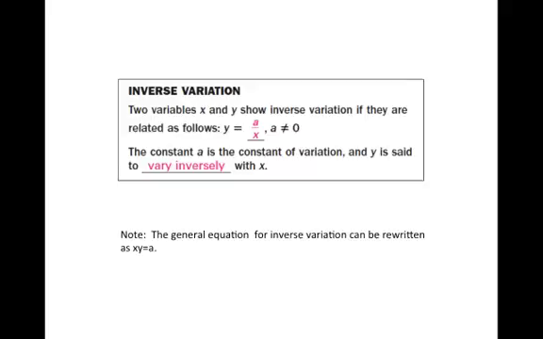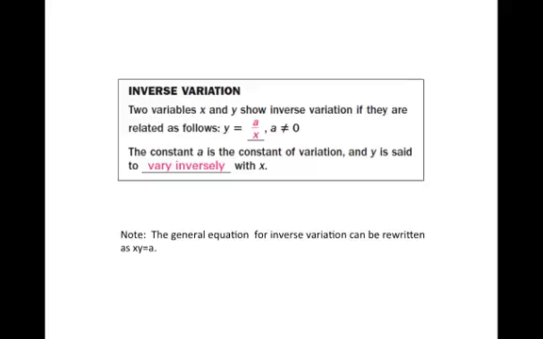Now we're going to study two different kinds of variation, inverse and joint. First, we're going to talk about inverse variation. Two variables, x and y, show inverse variation if they are related as follows: y equals a divided by x, and a is not equal to 0. The constant a is the constant of variation, and y is said to vary inversely with x. So y equals a over x, that's inverse variation. Y equals a times x, that's direct variation.